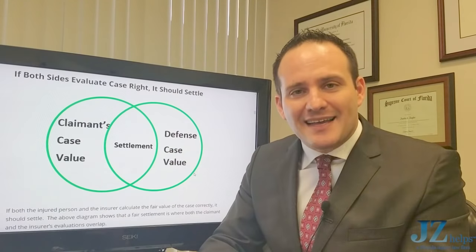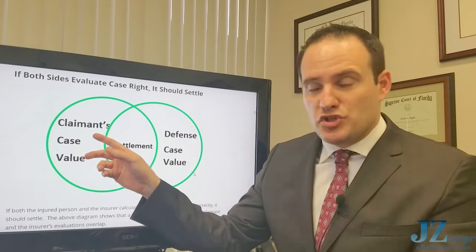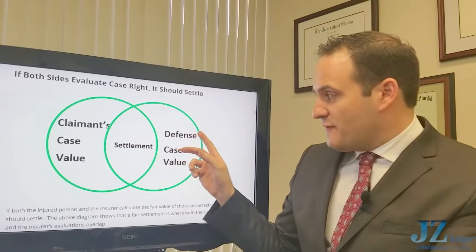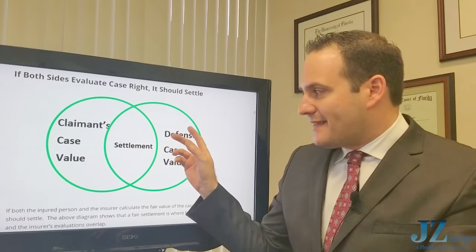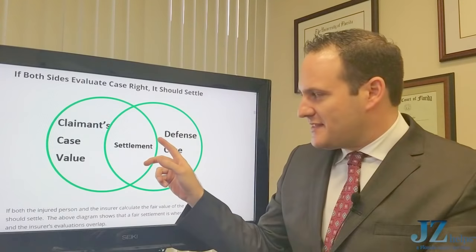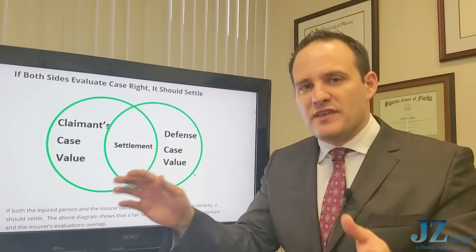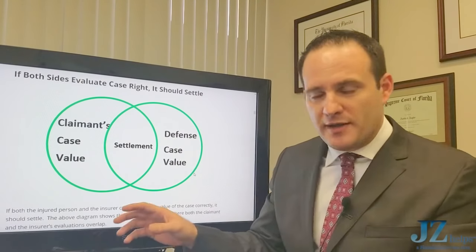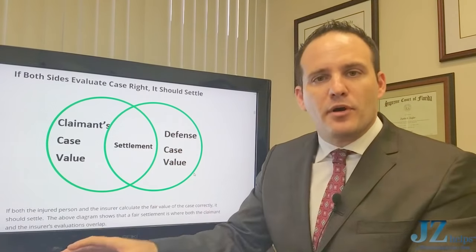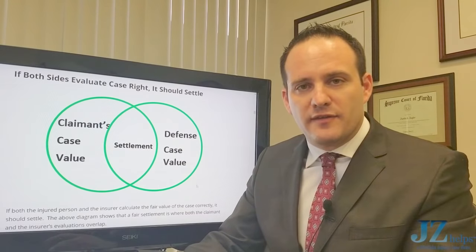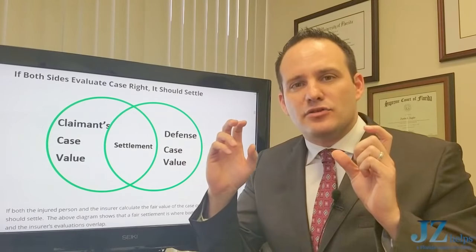If both sides evaluate the case properly, the case should settle. The claimant, which is you, has to come up with the case value. The defendant should come up with the case value, which they do, the insurance adjuster. And if both sides are evaluating it properly, the settlement should be right in the middle. Both sides should overlap. So they may be off $1,000, $10,000, $50,000, $60,000 in their evaluation, but the settlement should be an overlap of the claimant's value and the defense value, because there's not one exact number that the claim is worth. There's a settlement range.